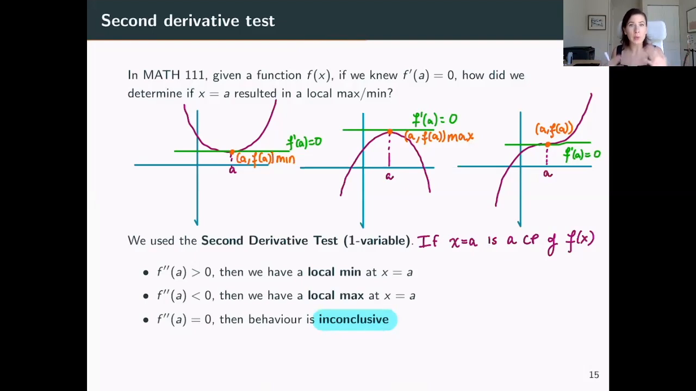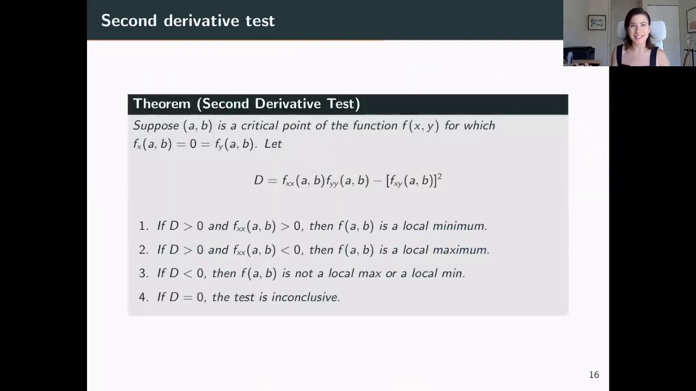And so now we want to translate this into multivariable functions. What would a second derivative test look like for those kinds of functions? And here it is, the second derivative test for multivariable functions. We start off with a critical point, just as we started off with a critical point in the single variable version of the second derivative test.